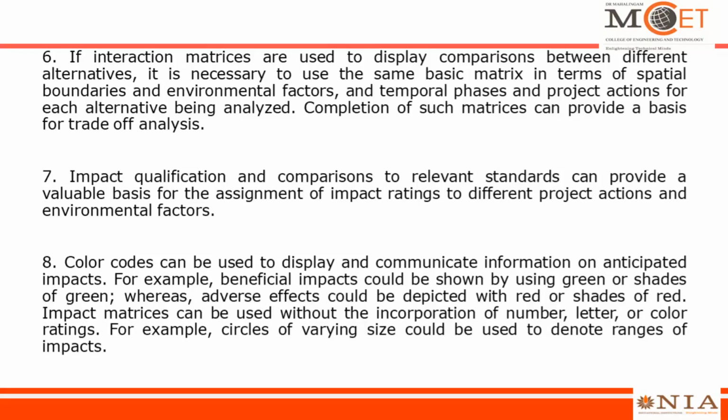For example, circles of varying size can be used to denote the ranges of the impacts. Either you use colors, right? You can use colors to tell what is a positive impact, meaning green shade indicates positive impact, red shade is negative impact. Or you can also use different symbols, like you take a circle and show a small circle to indicate the impact is very small, a large circle to indicate the impact is very large.